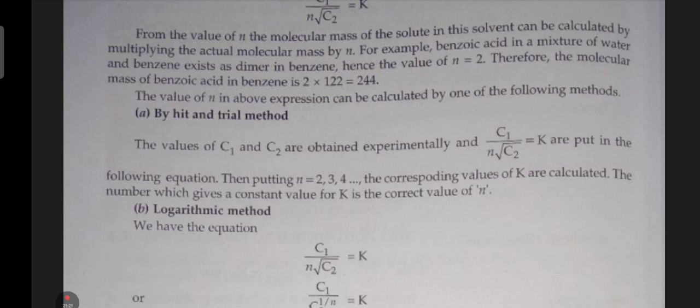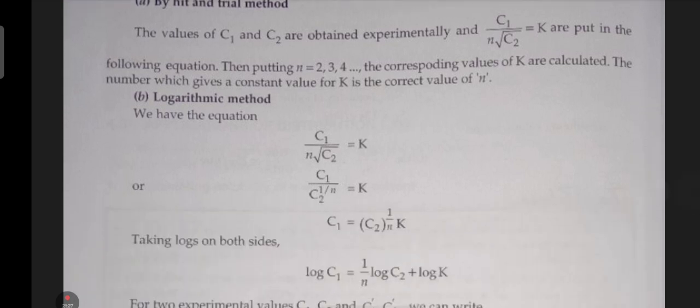The second method to find the value of n is the logarithmic method. We have the equation C1 upon the nth root of C2 is equal to K. We can also write it as C1 upon C2 to the power 1 by n is equal to K. So C1 is equal to C2 to the power 1 by n times K. We will take log on both sides. Log C1 is equal to 1 by n log C2 plus log K.